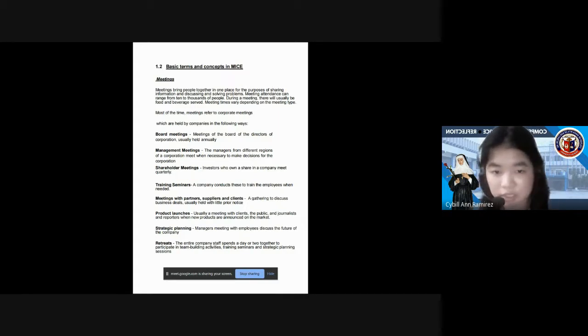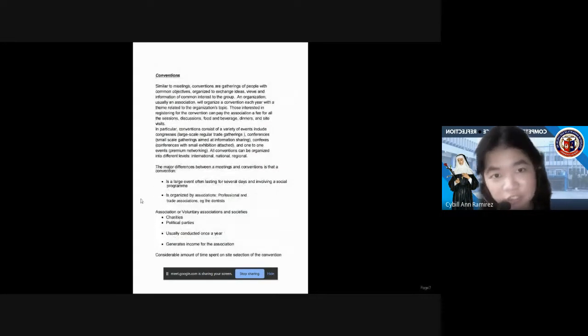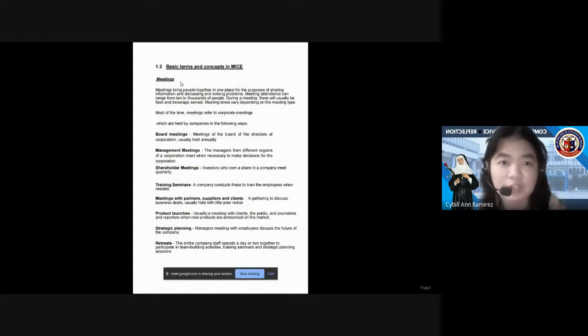Okay, so let's try to understand the basic terms and concepts in MICE. After all, this is just an introduction. Later on, I will also explain the three C's because it could be very confusing: in MICE there are differences, sometimes conventions, sometimes conference, sometimes congress, so you will understand them later on. Let's start first with the letter M, which is meetings. Meetings bring people together in one place for the purpose of sharing information, discussing, and solving problems. Meeting attendance can range from 10 to thousands of people.